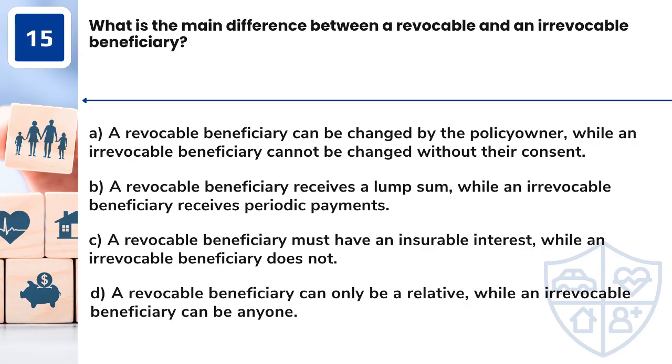Question 15. What is the main difference between a revocable and an irrevocable beneficiary? A. A revocable beneficiary can be changed by the policy owner, while an irrevocable beneficiary cannot be changed without their consent. B. A revocable beneficiary receives a lump sum, while an irrevocable beneficiary receives periodic payments. C. A revocable beneficiary must have an insurable interest, while an irrevocable beneficiary does not. D. A revocable beneficiary can only be a relative, while an irrevocable beneficiary can be anyone.